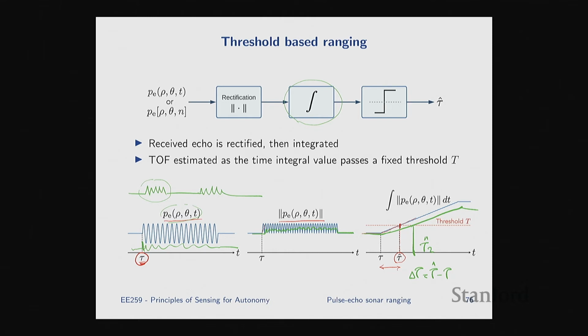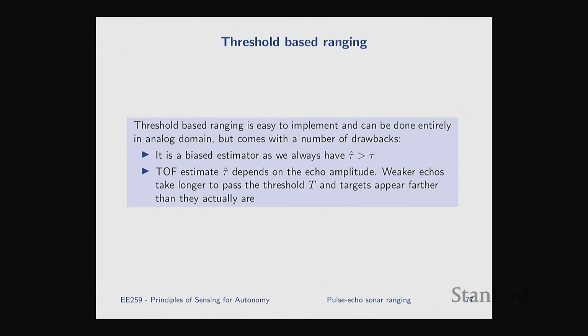So it crosses the threshold, they reset it, go back to 0, and then integrate again. So if another echo comes, you can detect it. Okay, so you see right off the bat, this comes with very serious limitations, but it's actually even worse than that, as we'll see. So always biased, and also your time of flight estimate depends on the echo amplitude.